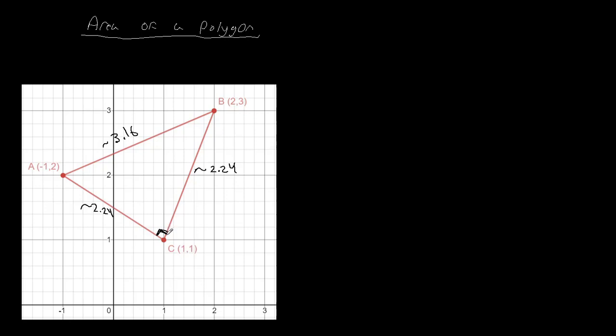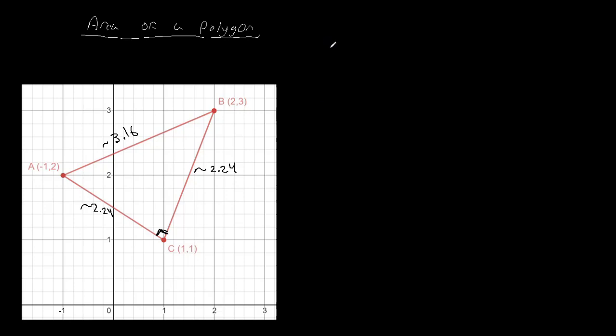I've specified that this is a right triangle, that these two lines are perpendicular. If you don't believe me, you can calculate it out for yourself. But basically, these two lines are perpendicular. And again, I calculated the lengths in advance to save us a little bit of time, that these two lines are 2.24 and 2.24.